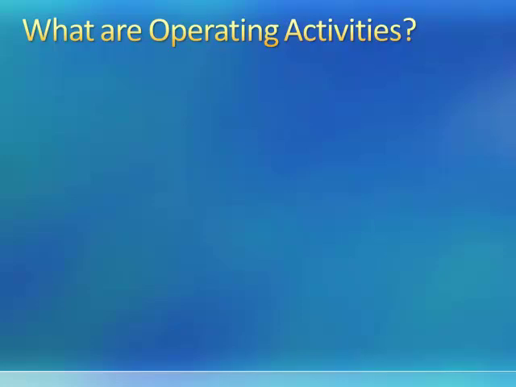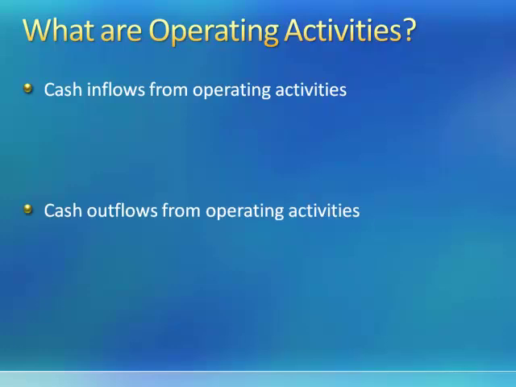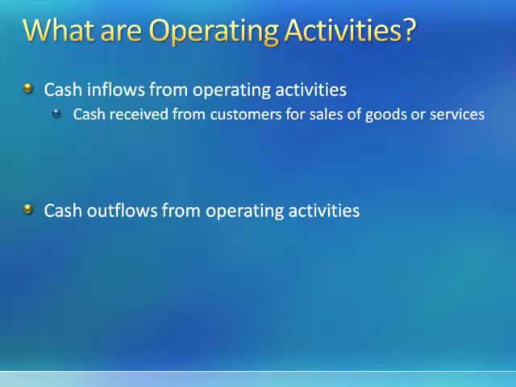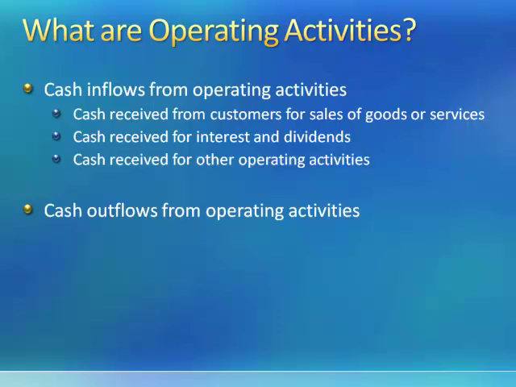Our final section that we'll discuss is operating activities. We have cash inflows and cash outflows from operating activities. We'll discuss cash inflows first. Cash received from customers for sales of goods or services is an operating cash inflow. Cash received for interest or dividends is also an operating cash inflow. And cash received for other operating activities would be included in the cash inflows from operating activities.